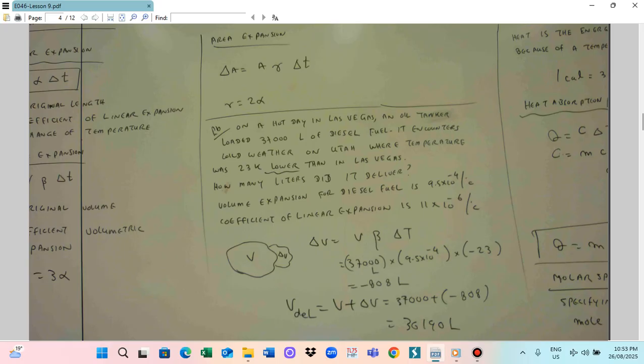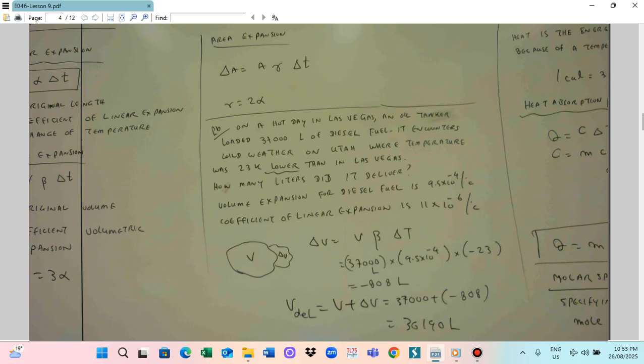So the original volume, we already know, is 37,000 liter. And beta, the volumetric expansion coefficient, is 9 by 5 into 10 power minus 4 per degree centigrade. Multiply by delta T, the change in the temperature. Since it is lower, you have to put the minus, so minus 23 Kelvin. By solving this, you get 808 liter. So this is minus 808 liter.